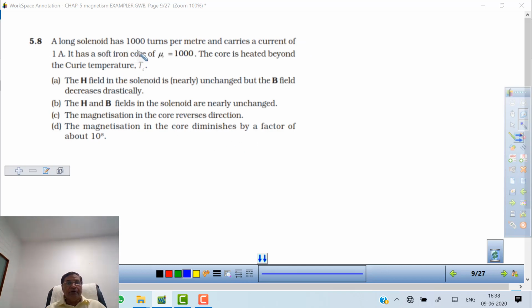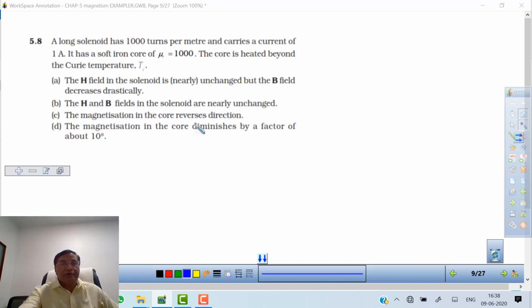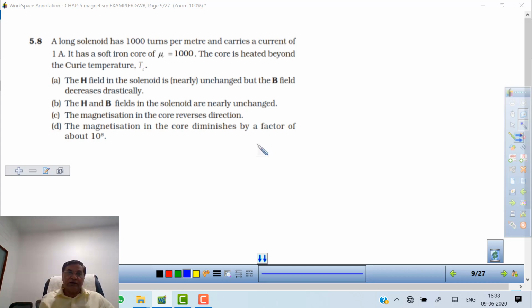A long solenoid has 1000 turns per meter and carries a current of 1 ampere. It has a soft iron core of mu r equal to 1000. The core is heated beyond the Curie temperature. So you know that at Curie temperature, the material converts into paramagnetic. Ferromagnetic is converted into paramagnetic. That is called Curie temperature.